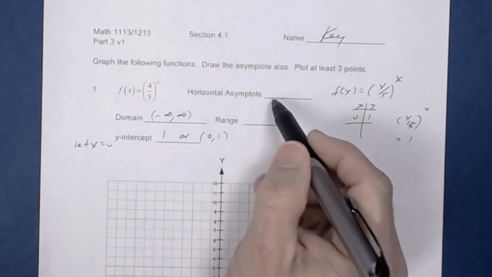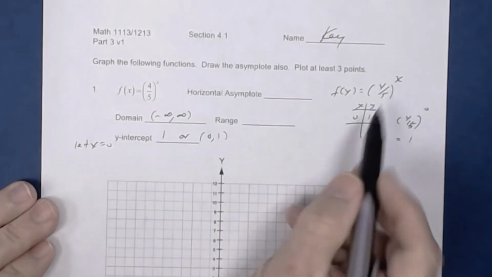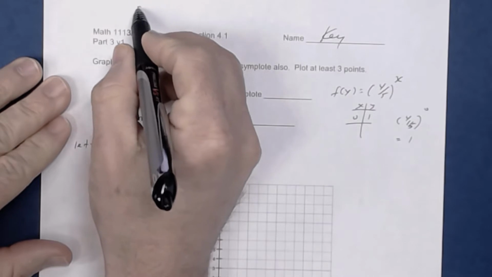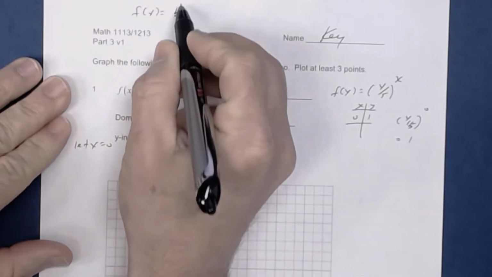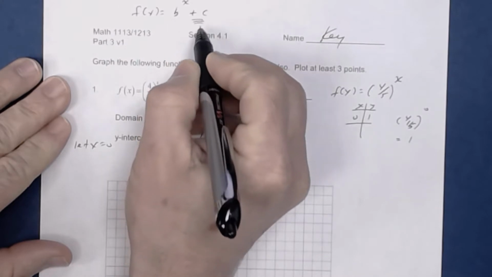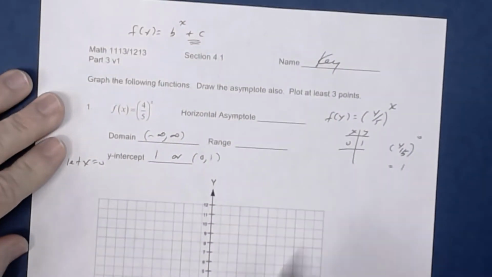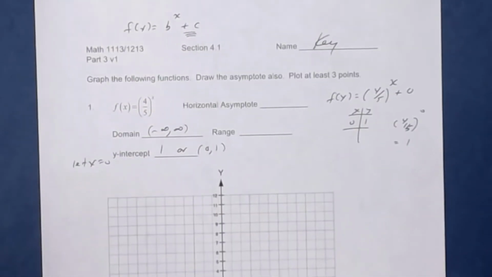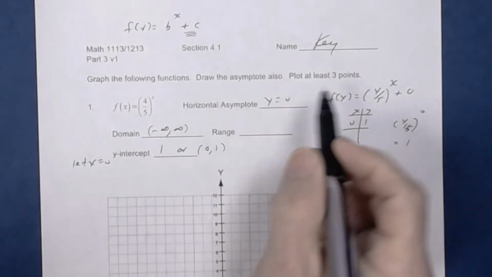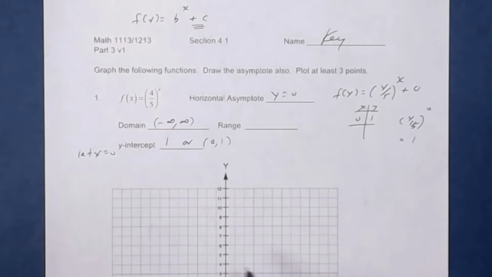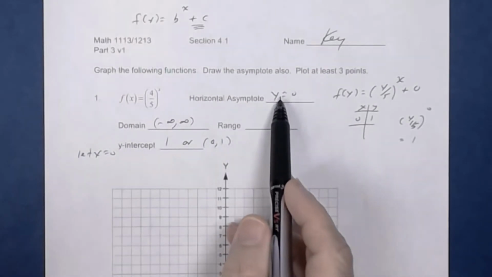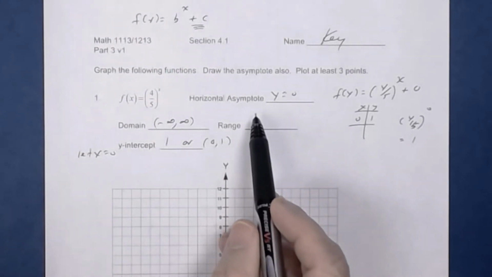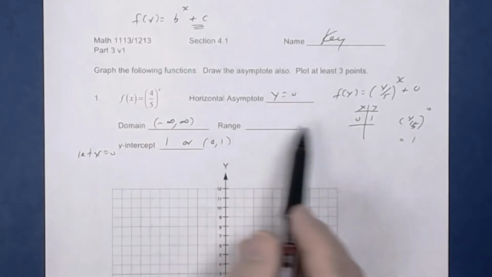Now remember, the horizontal asymptote is another easy one to get from here. When you look at the form of an exponential function, f of x equals b to the x plus c, that constant is your horizontal asymptote. If you look at this, you don't see a constant, but it's understood to be 0. So your horizontal asymptote is y equals 0. Remember, the horizontal asymptote is a horizontal line. We denote it as a dotted line, but you do need to write it as an equation. Don't just put 0. You've got to say y equals 0. All right, so that's your horizontal asymptote.